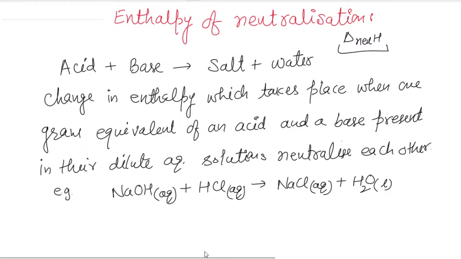And in case of strong acid and strong base, the value is fixed. So keep in mind, the enthalpy of neutralization of a strong acid and strong base is always equal to minus 57.1 kilojoule, or in terms of kilocalories per mole, it is minus 13.7 kilocalorie. Okay.